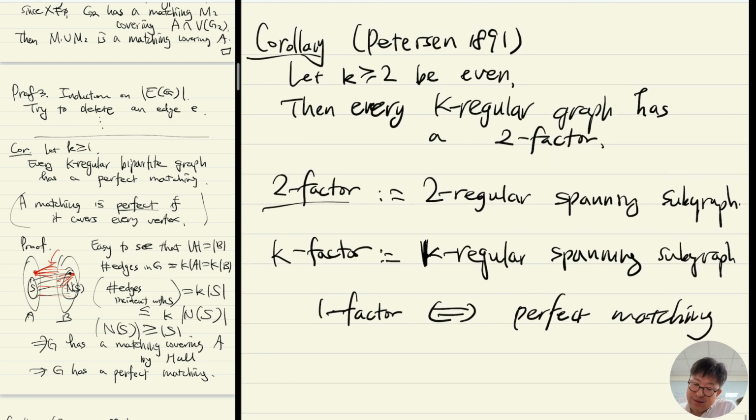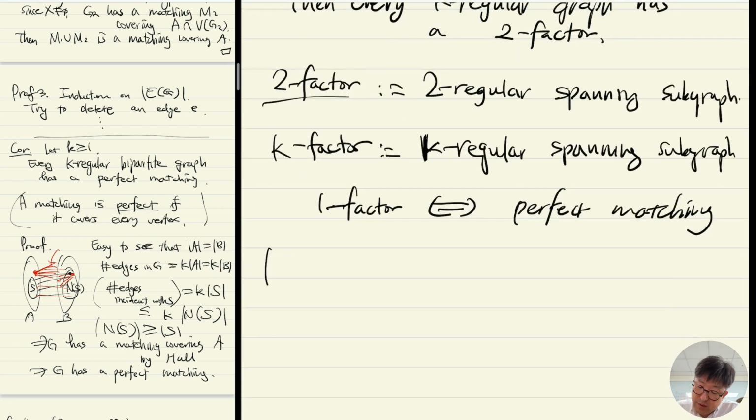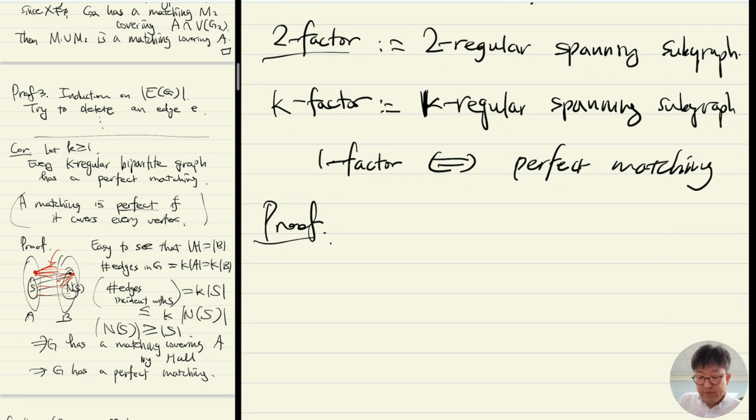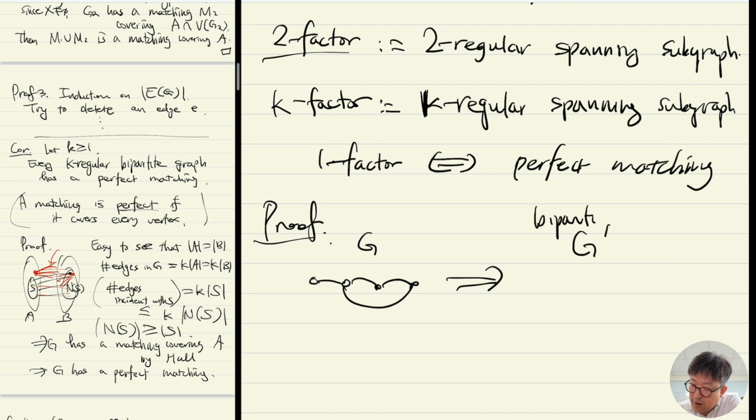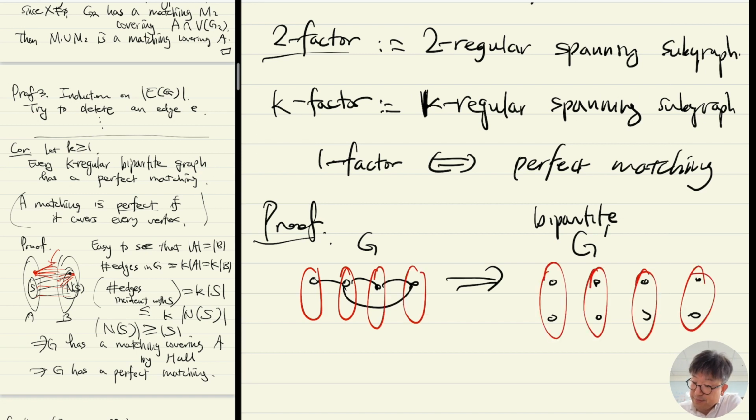So this corollary, the theorem of Petersen in 1891, says that if a graph is regular and every vertex has even degree, then you must have a 2-factor. And we can prove it by using the above corollary. So why is this the case? Here's a brilliant idea. If I have a graph G, I will construct a bipartite graph. How do I construct it? You make two copies of the same vertex set. Each vertex is copied into two vertices, and whenever you have an edge, I will copy it into two edges.